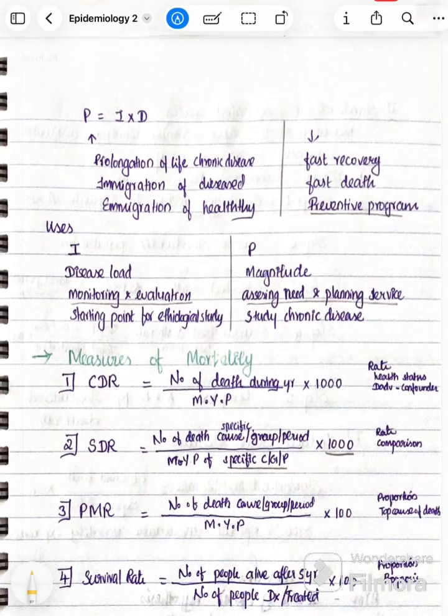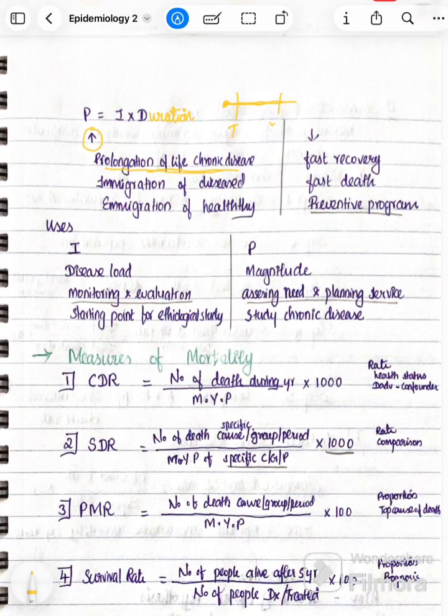Now what is the relationship between prevalence and incidence? The formula is prevalence is equal to incidence into duration. Prevalence increases with prolongation of life due to chronic disease, and with immigration of diseased people. Some diseased people are going to come, so we will be getting more disease now. Also with emigration of the healthy ones. Some healthy population is going out of this community. Whoever is here is diseased, so prevalence is high.